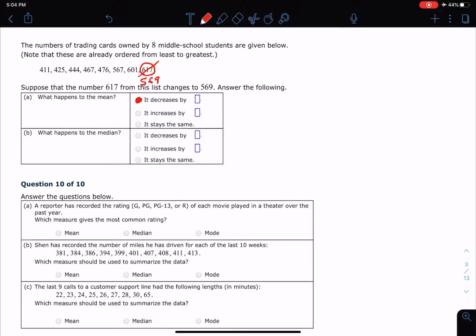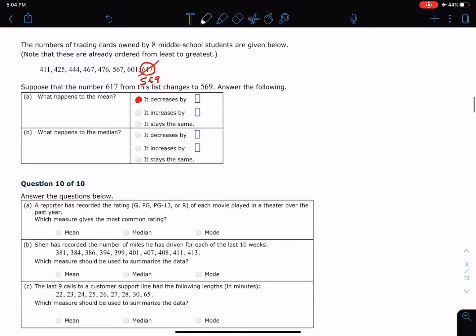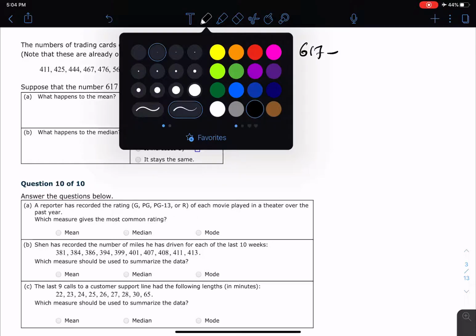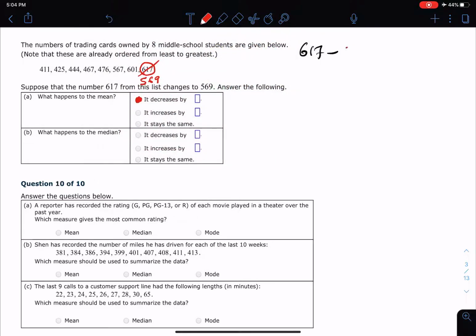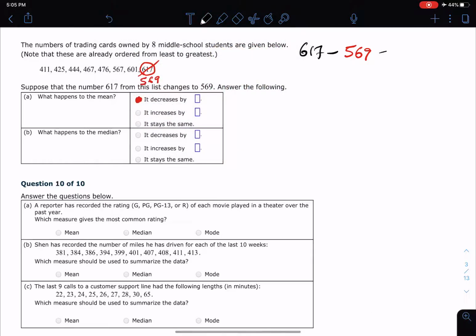But what we can do is see, well, we started with what number? The original number was, is it 6? Yeah, I covered it up. It's 617 was the original number, and we replaced it with a smaller number, which was 569. So when we find that difference, yeah, it's going to decrease the mean. Now, if we find the difference, we get 48.